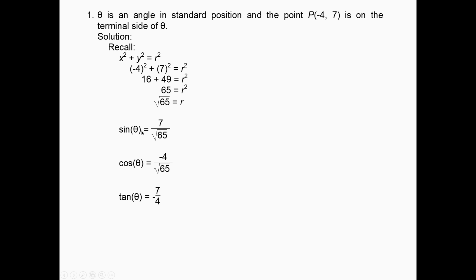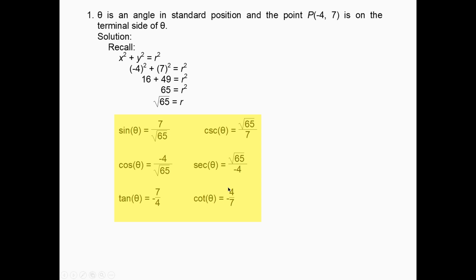These 3, flip those 3 over. So cosecant of theta is square root of 65 over 7. Secant of theta is square root of 65 over negative 4. And the cotangent of theta is negative 4/7. Again, the things that are negative, you don't really have to put them with their x or the y, but put them someplace. Some people like to put them with their x or y. Some people like to put them in front of the fraction. As long as you put it somewhere.